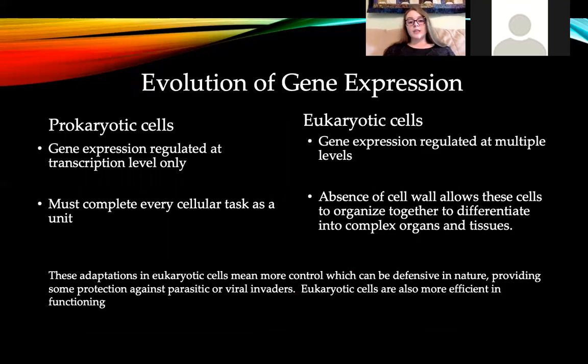All right, so evolution of gene expression. In prokaryotic cells, gene expression is regulated at the transcription level only, and they must complete every cellular task as a unit. However, in eukaryotic cells, gene expression is regulated at multiple levels, and the absence of a cell wall allows these cells to organize together to differentiate into complex organs and tissues. And these adaptations in eukaryotic cells mean more control, which can be defensive in nature, providing some protection against parasitic or viral invaders. Eukaryotic cells are also more efficient in functioning.